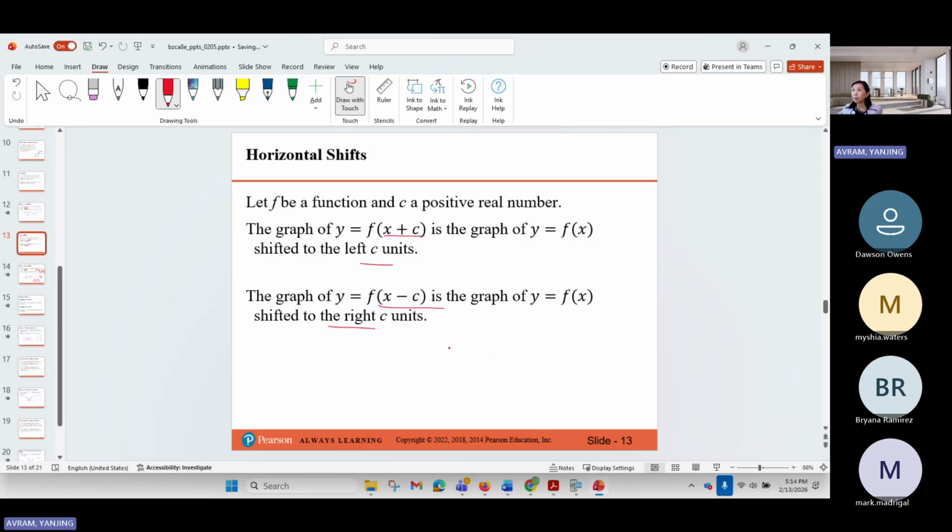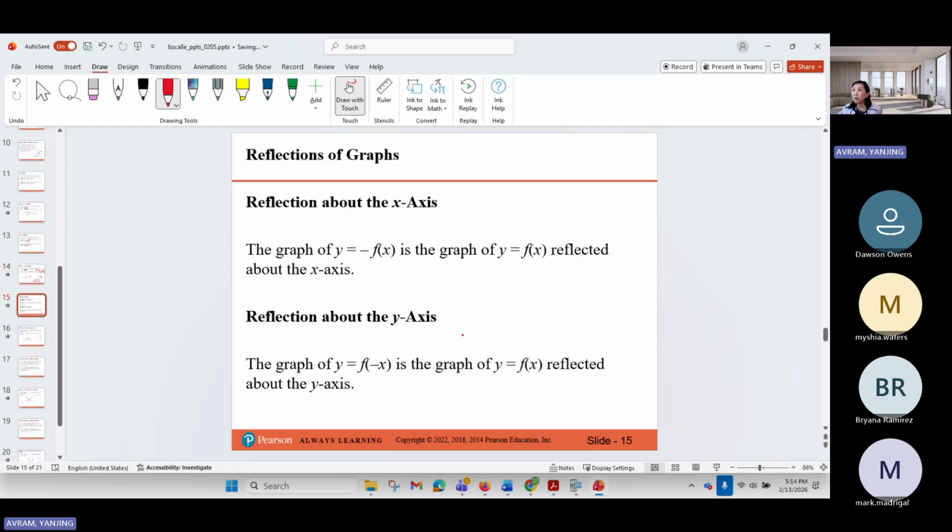Okay. Another one is reflection about the x-axis. So what is reflection? Reflection about the x-axis is kind of like this one, right? And then this one. So you have a positive y in here. Reflection across the x-axis, this y becomes negative. All right. And reflection across the y-axis is this way, right? It's this way.